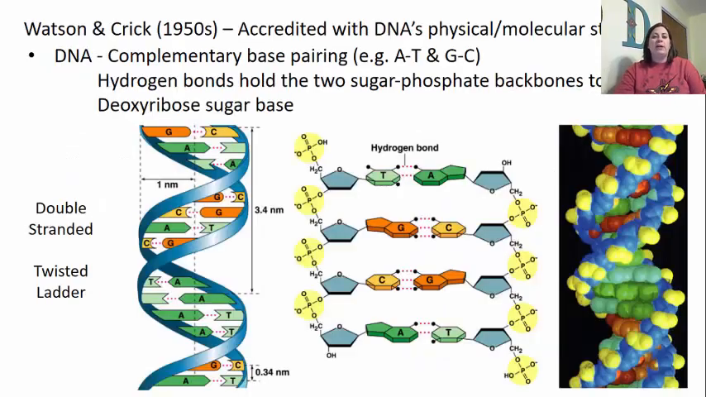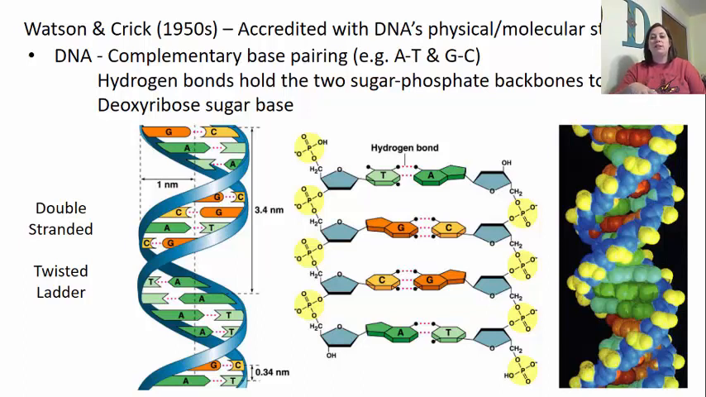So Watson and Crick were the scientists who came up with the structure of DNA in the 1950s. They are credited with DNA's physical molecular structure. DNA is going to be made of complementary base pairs, and A pairs with T and G pairs with C. This creates the structure of DNA as its double-stranded structure that's also a helix, like a twisted ladder. These hydrogen bonds are going to hold the ladder together of the two backbones.